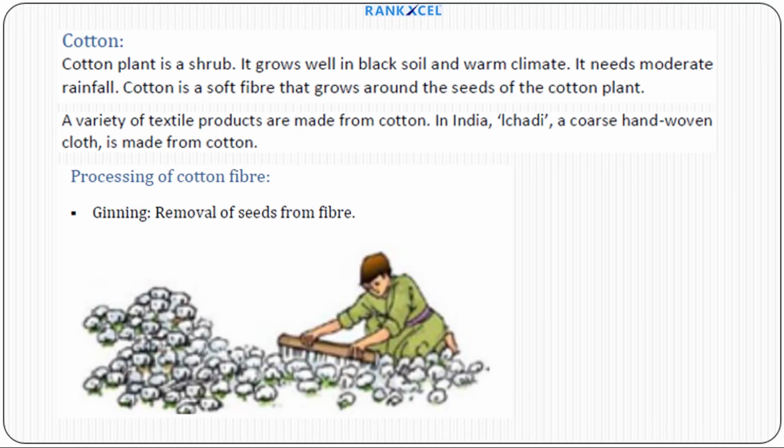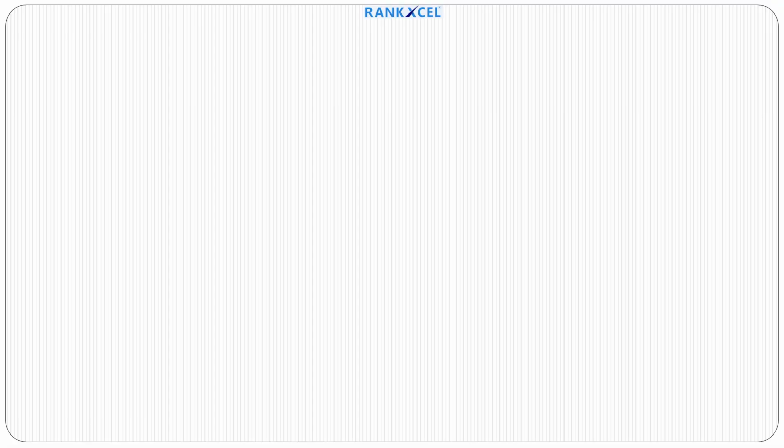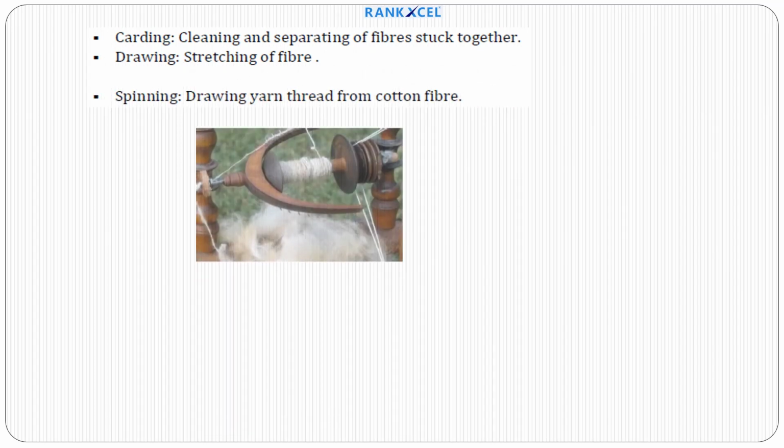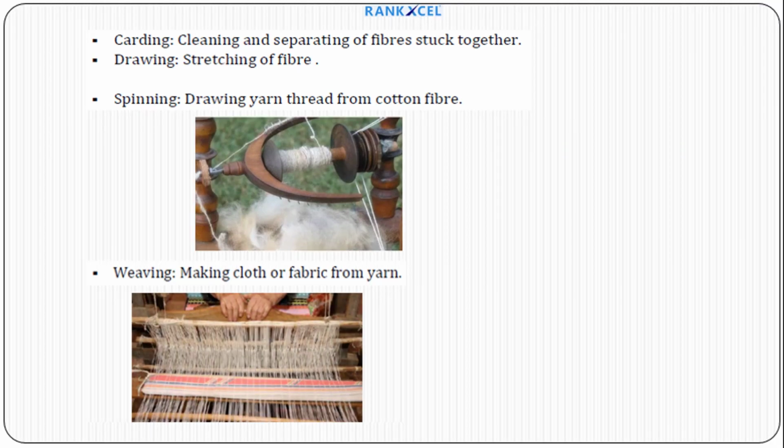Processing of cotton fiber. Ginning: removal of seeds from fiber. Carding: cleaning and separating of fibers stuck together. Drawing: stretching of fiber. Spinning: drawing yarn thread from cotton fiber. Weaving: making cloth or fabric from yarn.